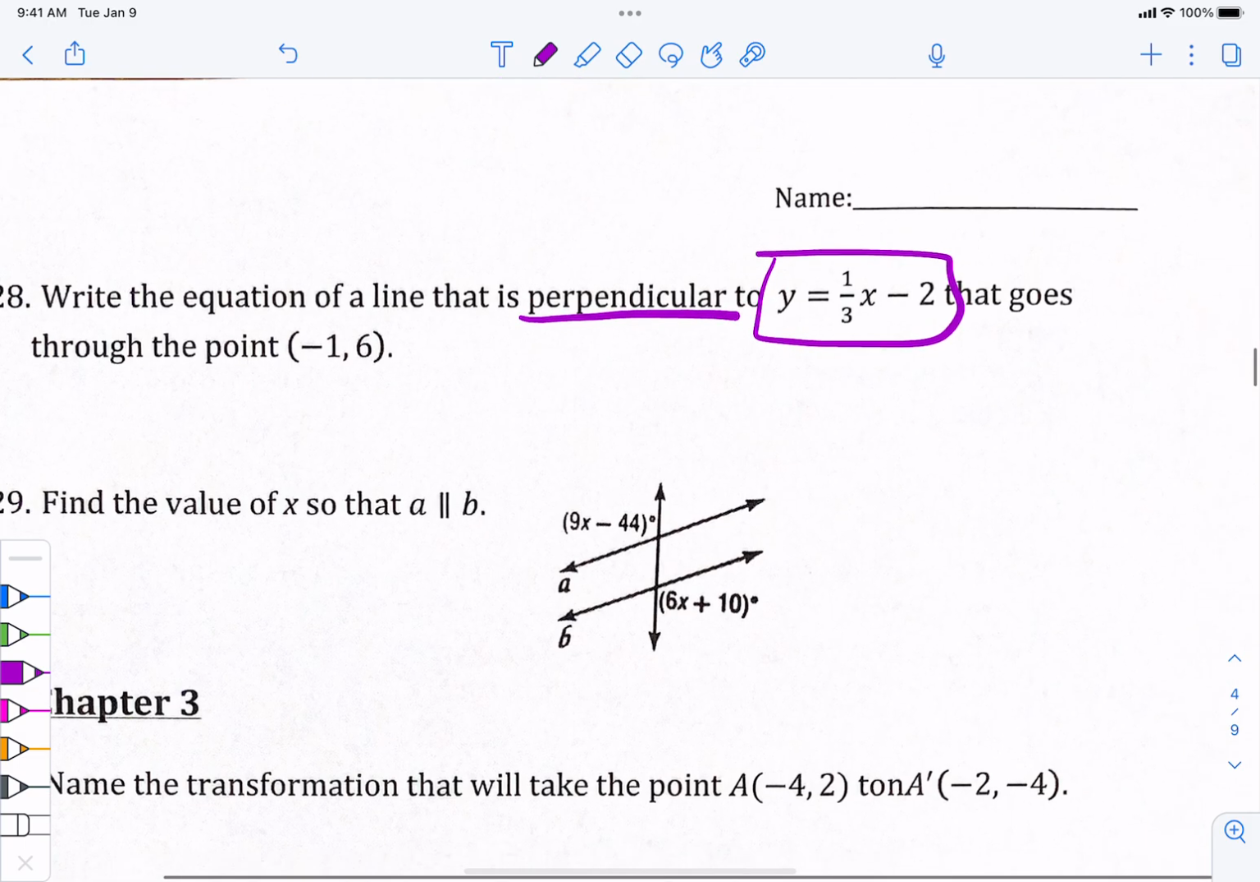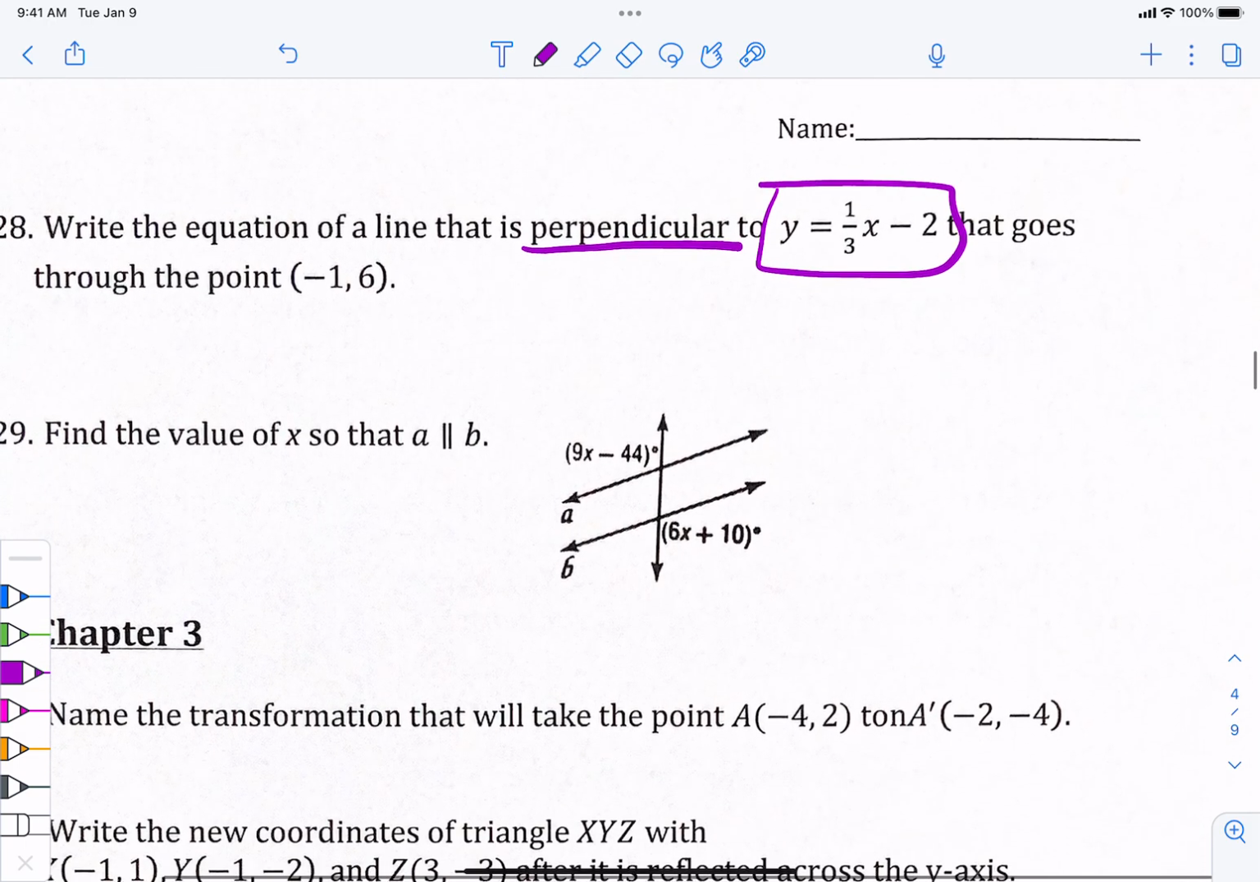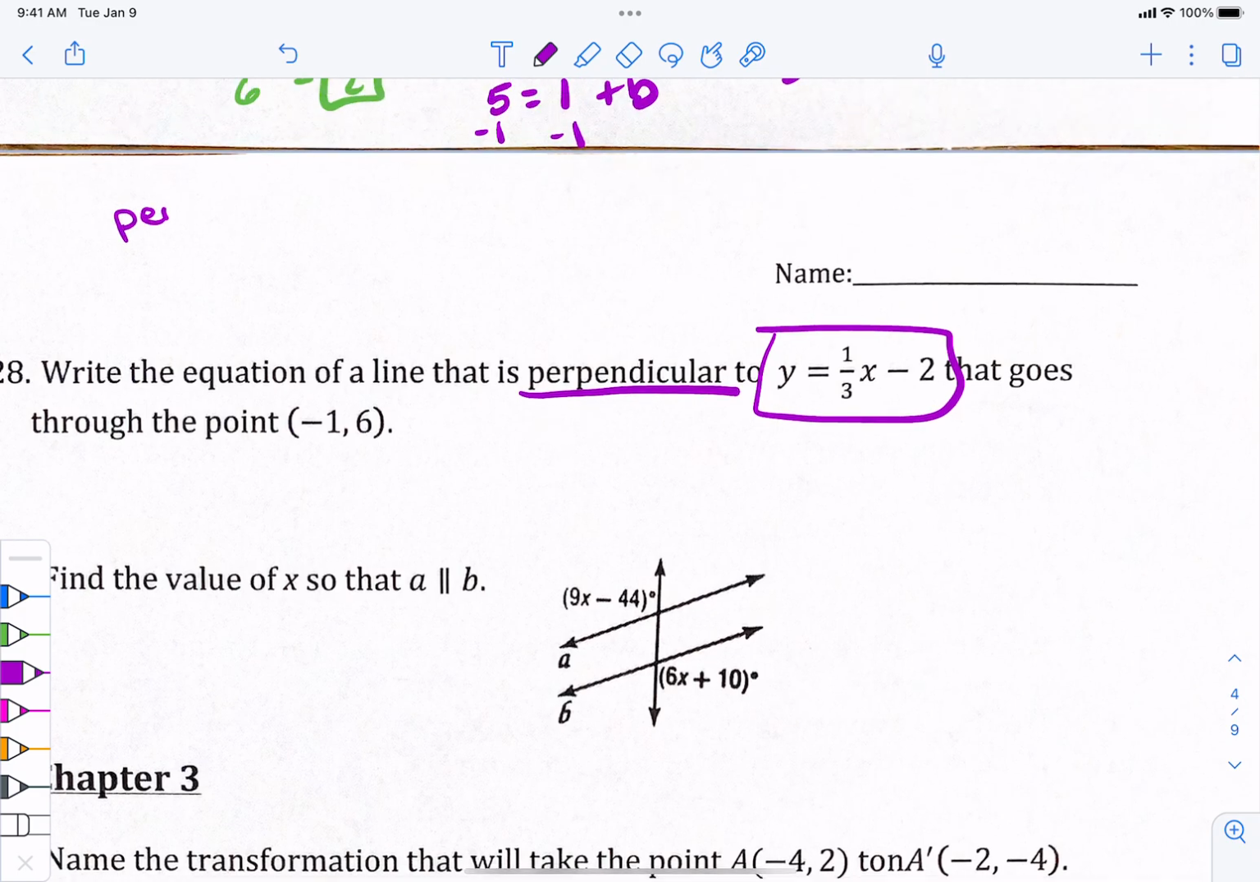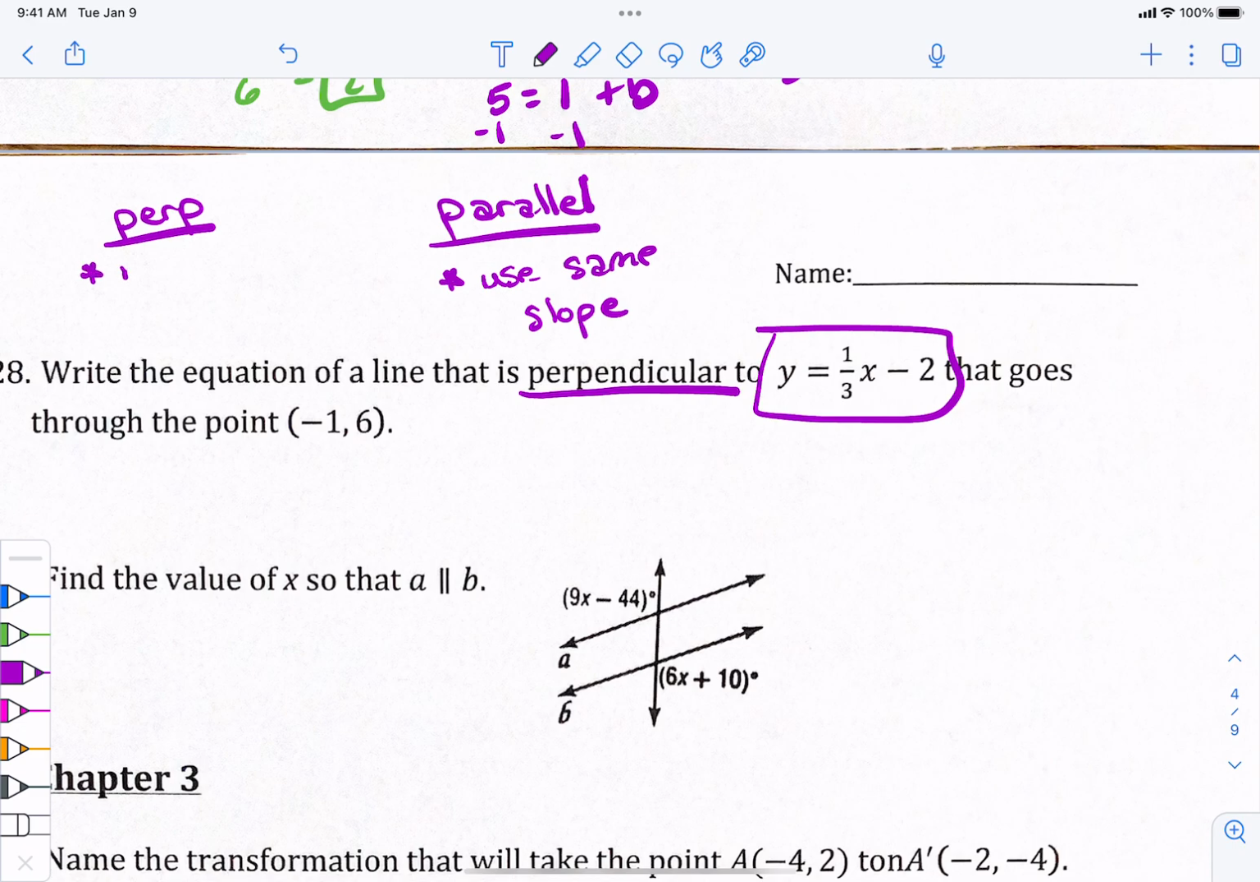Again, perpendicular versus parallel. On the test, I may ask you for parallel, and parallel is actually easier. For parallel, you use the same slope. For perpendicular, you use the negative reciprocal slope. So what is the slope that they gave me?